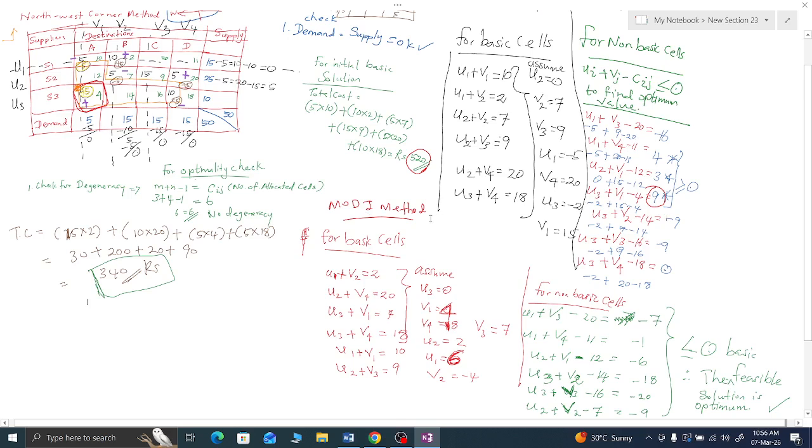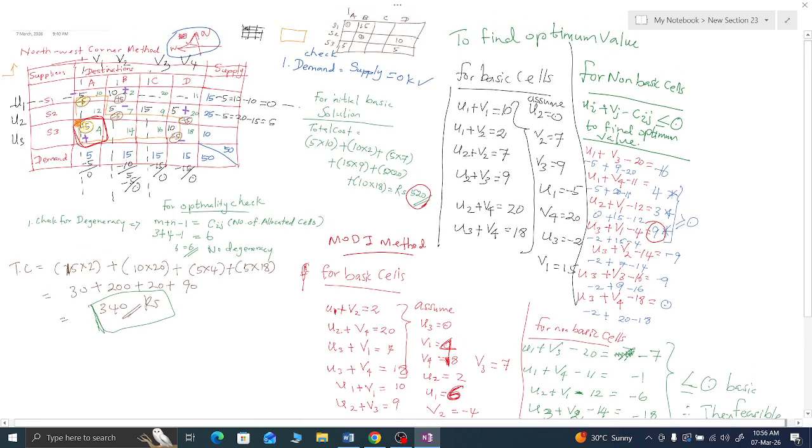From the MODI method, I told you how to do the loop and the allocations. The changed allocation I also explained here. By having this changed allocation, what I am doing is again the earlier way of finding values for basic cells and the non-basic cell calculation, these two things.